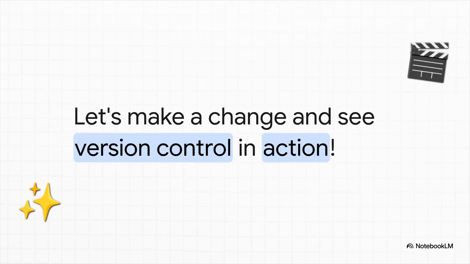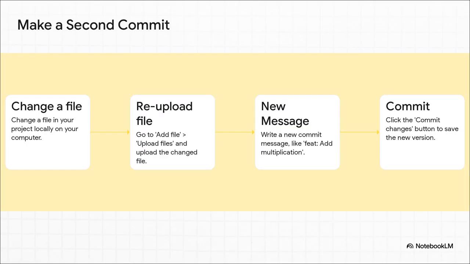Let's make a tiny change to a file on our computer, just to see how powerful this whole version control thing really is. So, on your own computer, open up one of your project files and just make a small change. Add a new feature, fix a typo, whatever. Now, we're going to repeat the exact same process. Go back to GitHub, click Add File, then Upload Files, and re-upload that same file you just changed. Don't worry, GitHub is smart, it'll just replace the old version.